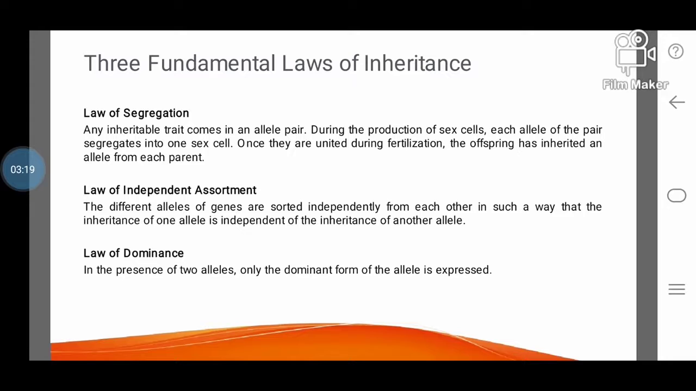The law of independent assortment. The different alleles of genes are sorted independently from each other in such a way that the inheritance of one allele is independent of the inheritance of another allele.